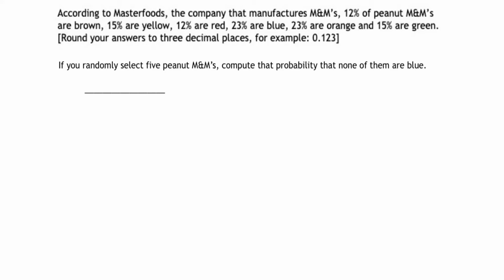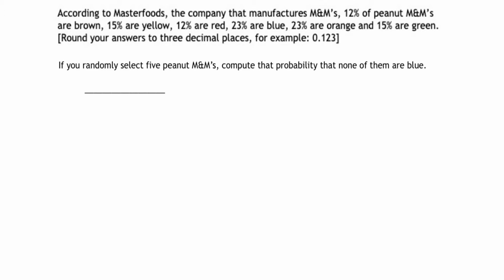We're now at the fourth part in this extended probability problem. If you randomly select 5 peanut M&Ms, compute the probability that none of them are blue. This is an expansion off the last problem we did, as well as off the idea of complementary events. What do I mean by that? So let's take a look.